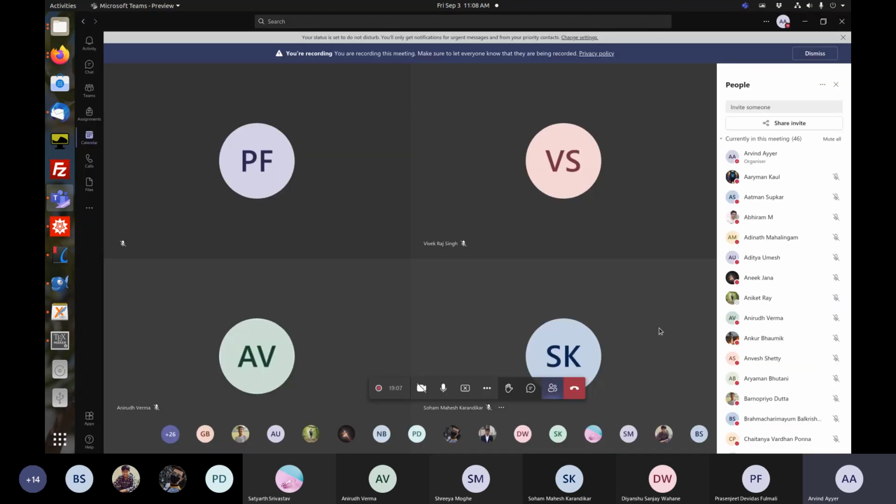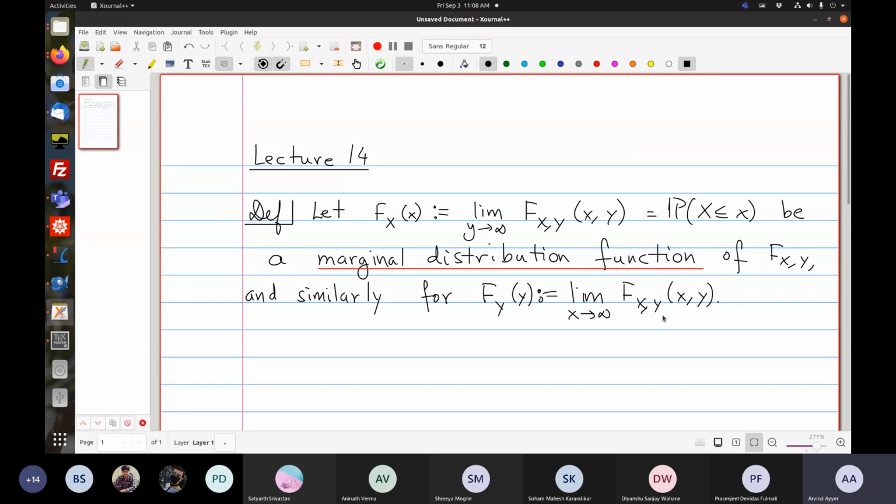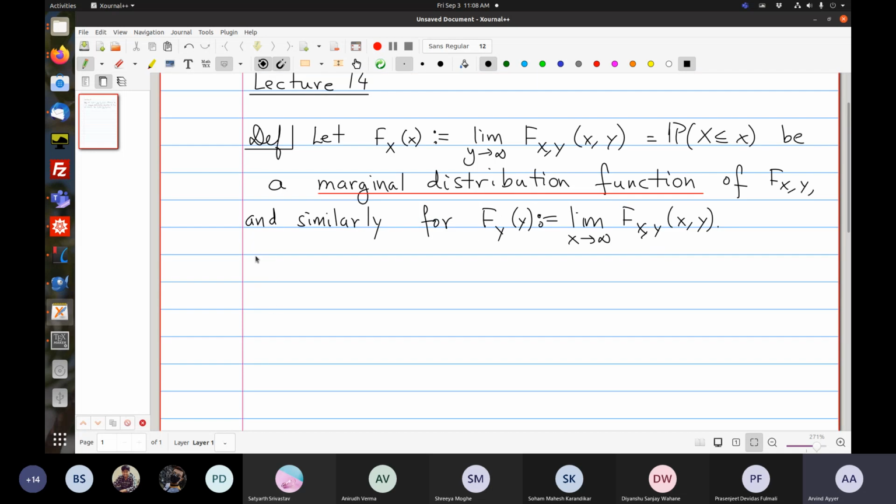Okay, is this clear? From a multivariate distribution function, I can get out the one-variable distribution function by simply letting all the other variables go to infinity. And this naturally generalizes to random vectors of any dimension. As I said, if it's n-dimensional, you let the other n minus 1 variables go to infinity. And we will see examples.